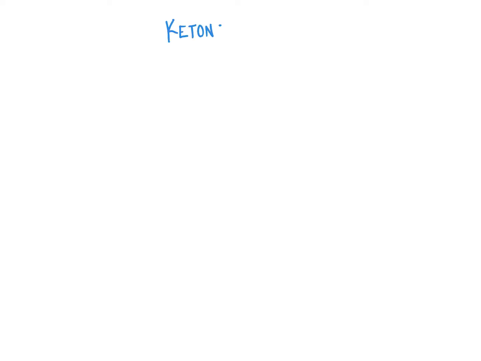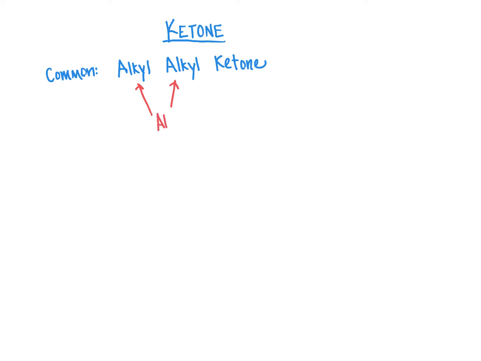As we consider ketone common names, the rule that we will apply here is that they will follow the template of alkyl, alkyl, ketone. What do I mean here? The 2 alkyl terms refer to the alkyl groups that are bonded to each side of the carbonyl group. And we list these in alphabetical order.